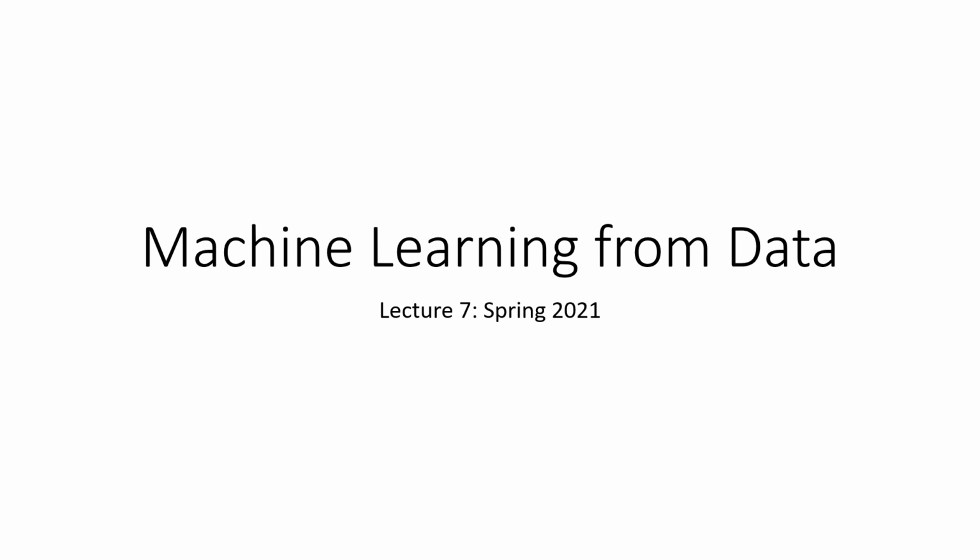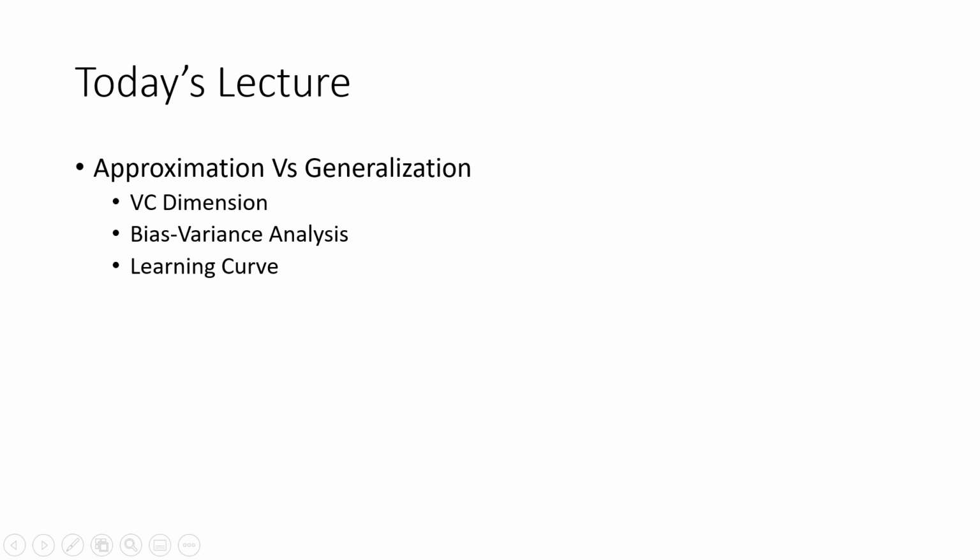Okay, hello everyone. Welcome to lecture 7. This is Machine Learning from Data and this is video 1. In this particular lecture, we will talk about approximation versus generalization. To be more specific, we will dig into something that's known as the VC dimension.